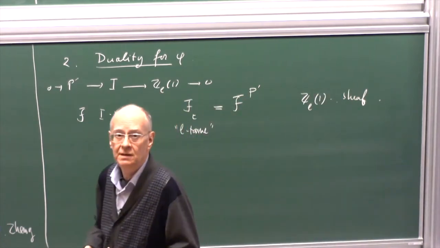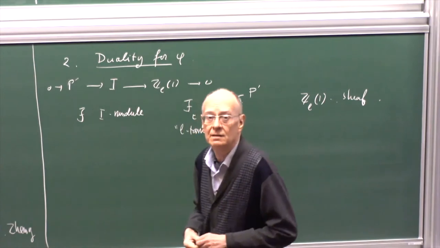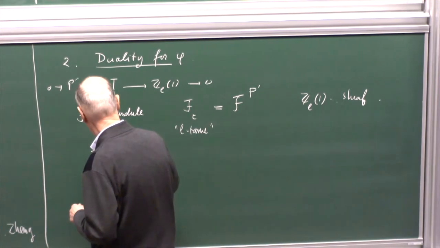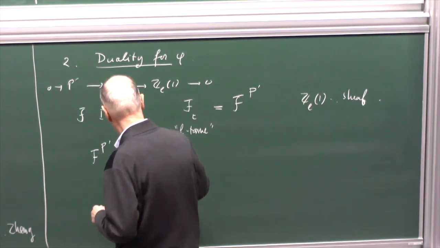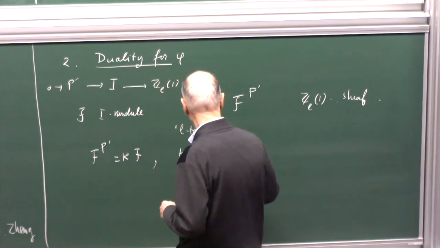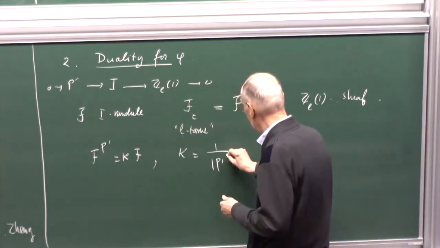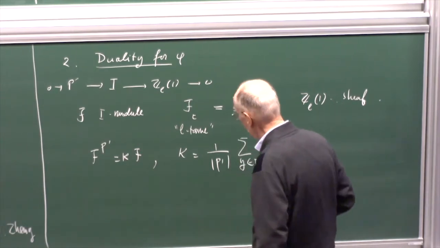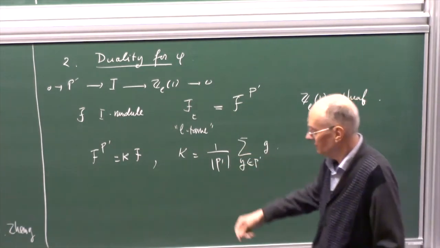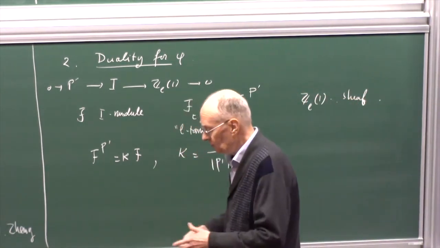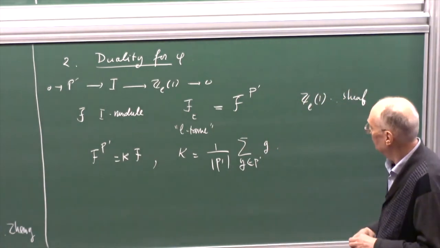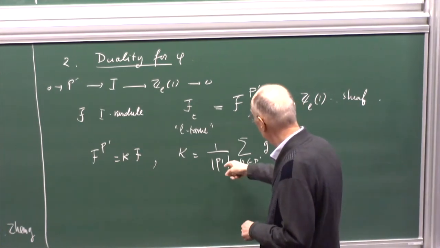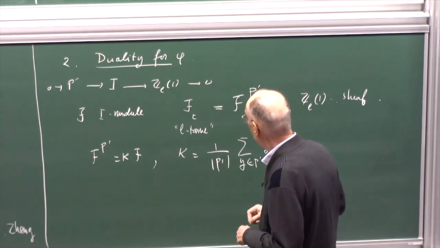The functor taking invariants under P prime is exact. And in fact, this is the image of the projector kappa, where kappa is one over the order of P prime, sum over g in P prime of g. Of course, for any continuous I action, you first pass to a finite quotient through which P acts.